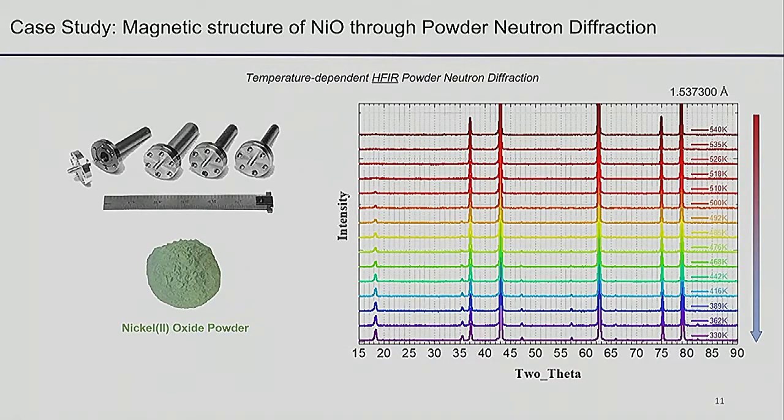We did the structure analysis of nickel oxide through powder neutron diffraction. The nickel oxide powder was loaded into the vanadium can, and the sample was scanned at different temperatures. Through the overlay of the temperature-dependent patterns, we can see that at high temperature there are just a few strong peaks. Those peaks are the Bragg diffraction peaks of the atomic structure. When we cool down the temperature to a certain point, some small peaks start to appear. And as we continue cooling down, the peaks become stronger and stronger, and we can see more small peaks.